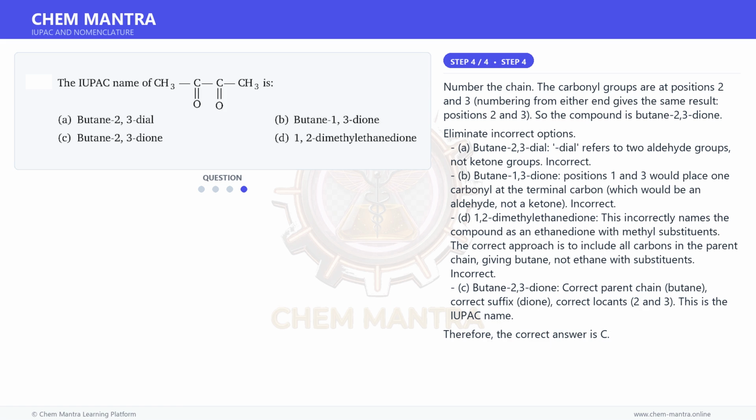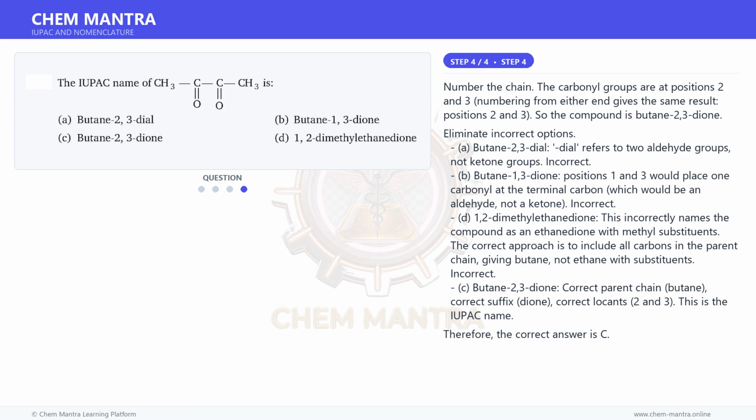Eliminate incorrect options. A. Butane-2,3-diol. Diol refers to 2 alcohol groups, not ketone groups. Incorrect. B. Butane-1,3-dione. Positions 1 and 3 would place 1 carbonyl at the terminal carbon, which would be an aldehyde, not a ketone.